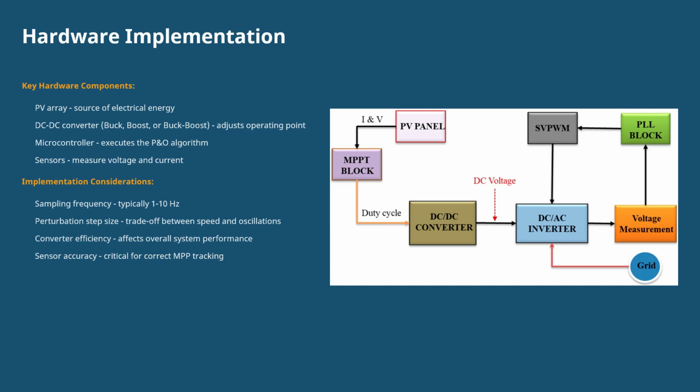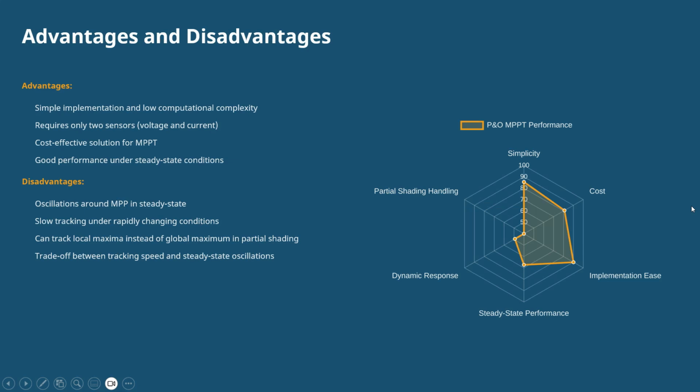Next, we move to the advantages and disadvantages of perturb and observe. As you see in the graph, there are several points like simplicity, cost, implementation ease, steady state performance, dynamic response, and partial shading handling. This P&O is a trial and error based method and has several strengths. It is very simple to implement, requires only two sensors, and is low cost, which is ideal for commercial and residential setups. However, it has some drawbacks also.